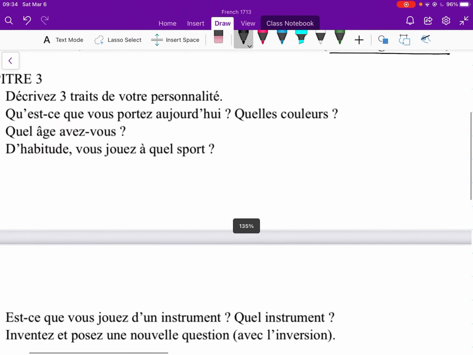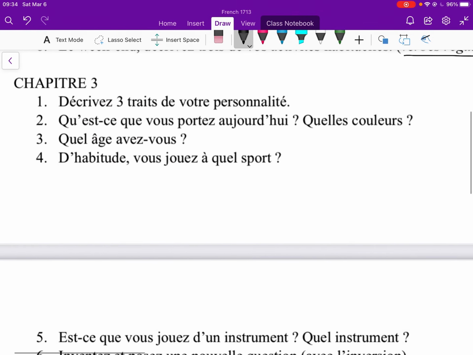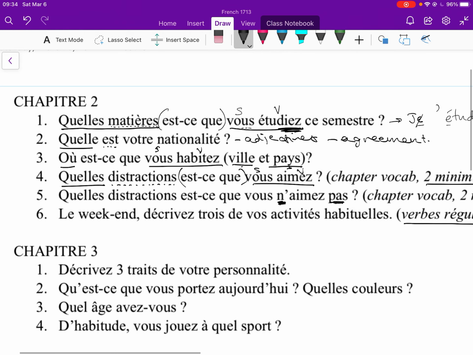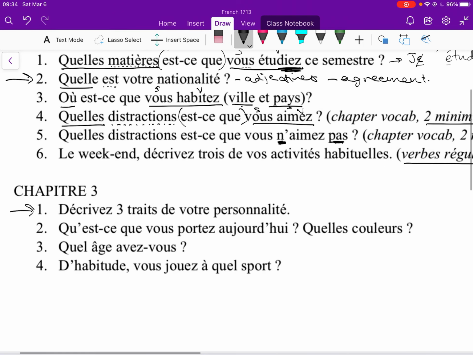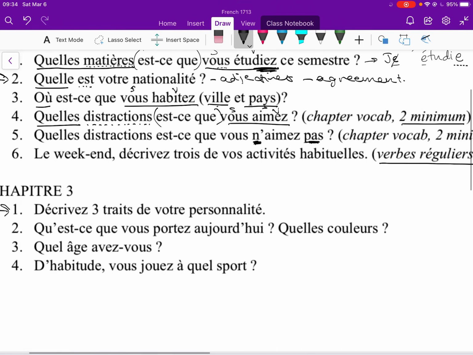Chapter 3, décrivez 3 traits de votre personnalité. So this is very similar to nationality, right here, quelle est votre nationalité? Your personality uses the same structure. Okay? So be paying close attention to the correct verb that you're supposed to be using, so subject, verb. And once again, your personality is an adjective, which means that you need to make agreement. Okay, make sure to give me 3 of them.